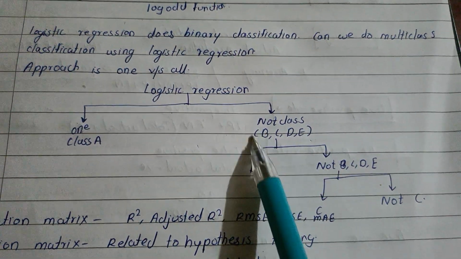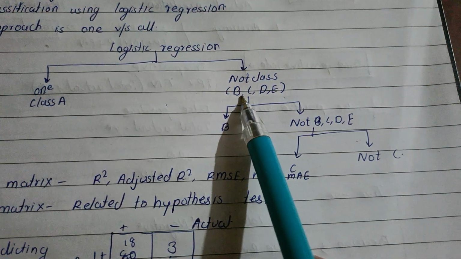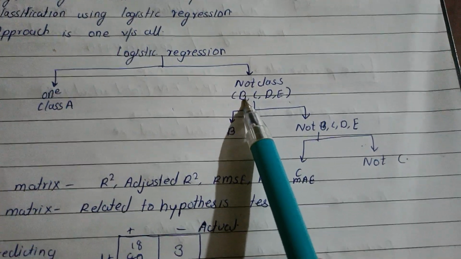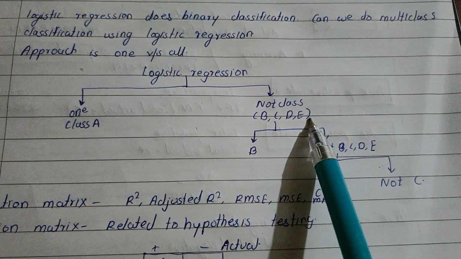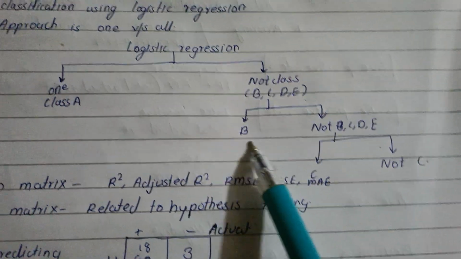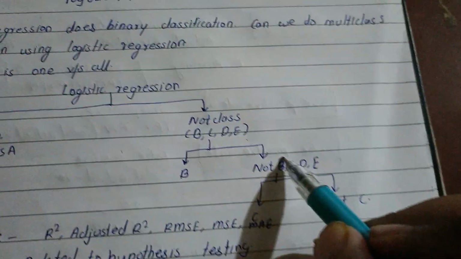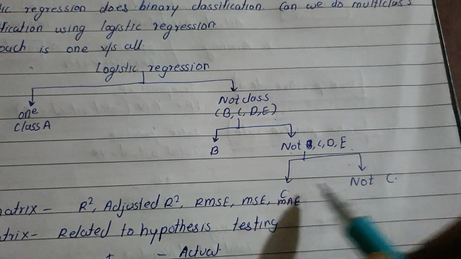So now after classifying it into class A, we are having here not class A, that is, it does not belong to class B, C, D, E. Now if I have to find out whether it belongs to class B, again I'll do further classification over here, whether it belongs to class B or whether it does not belong to class C, D, E. Similarly class C and class D.